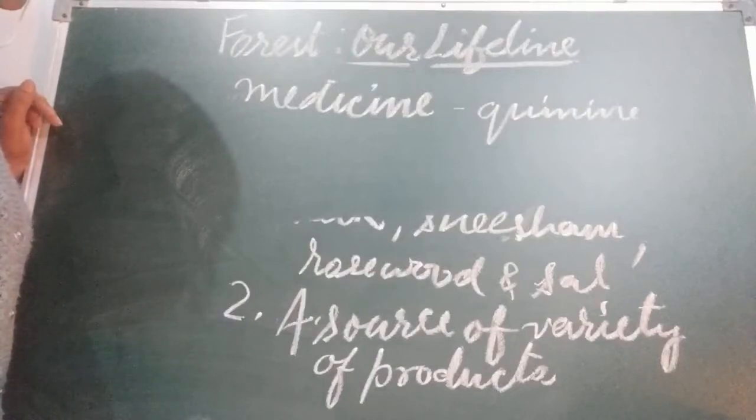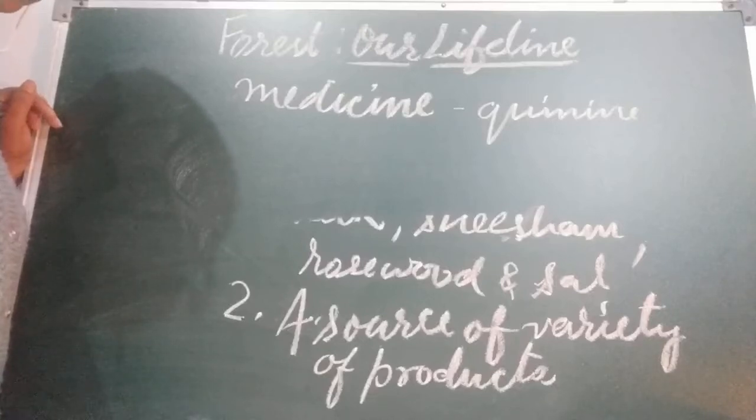A few trees contain a substance known as Taxol. Children, this thing I am telling you extra, it is not in the book. Taxol helps fight certain types of cancer.